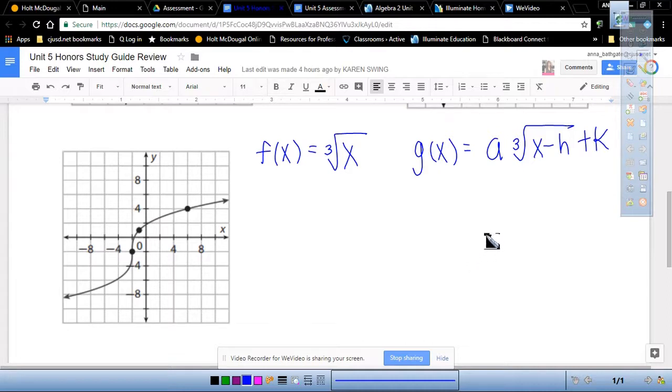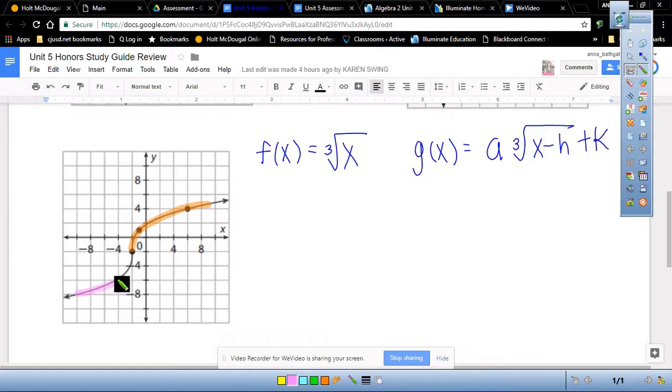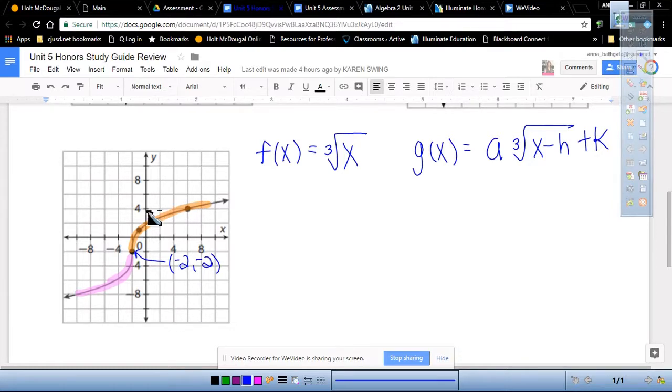All right, so I need to identify my h and k first. When it's these cube roots, you want to look for where it changes from curving down to curving up. That spot where it switches its type of curve, that's my h and k. So there is my h and k right there. This one's counting by 2, so that's at -2, -2. So be careful on cubics. You're looking for where they're switching that curve. So I'm going to get g of x equals a, the cubed root of x minus -2, plus -2.